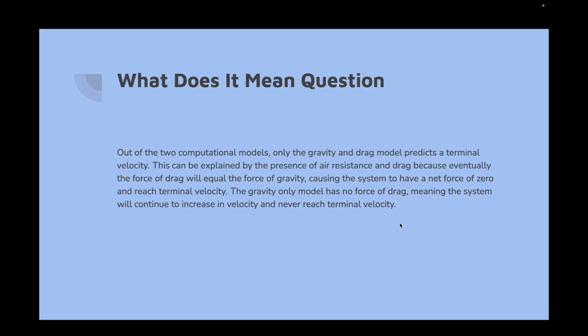So the what-does-it-mean question. Out of the two computational models, only the gravity and drag model predicts a terminal velocity, and this can be explained by the presence of air resistance and drag, because eventually the force of drag will equal the force of gravity, causing the system to have a net force of 0 and reach terminal velocity. So, since the gravity-only model has no force of drag, the system will continue to increase in velocity and will never actually reach a terminal velocity.